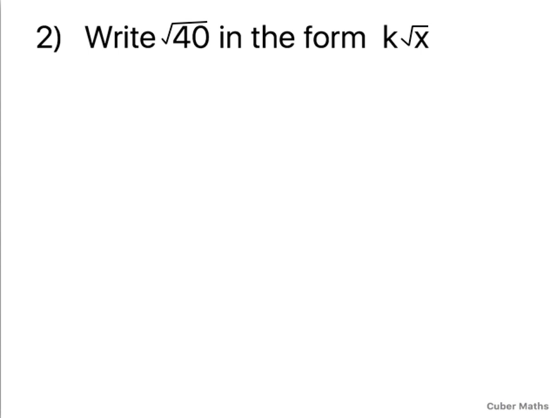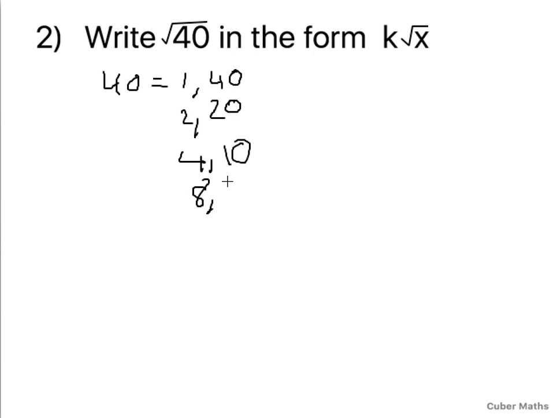So here we have our second problem, and it says write root 40 in the form of k root x. Now this is a bit trickier because it doesn't give us one of the options. So our first thing to do is write out all the ways we can make 40. So 40 we can make by timesing together 1 and 40, 2 and 20, 4 and 10, and 8 and 5. And those are our 4 options.